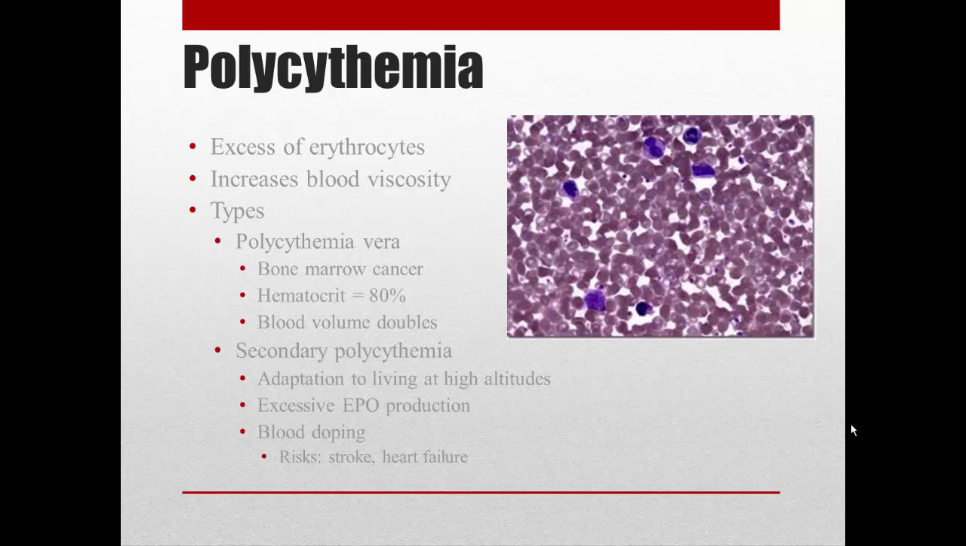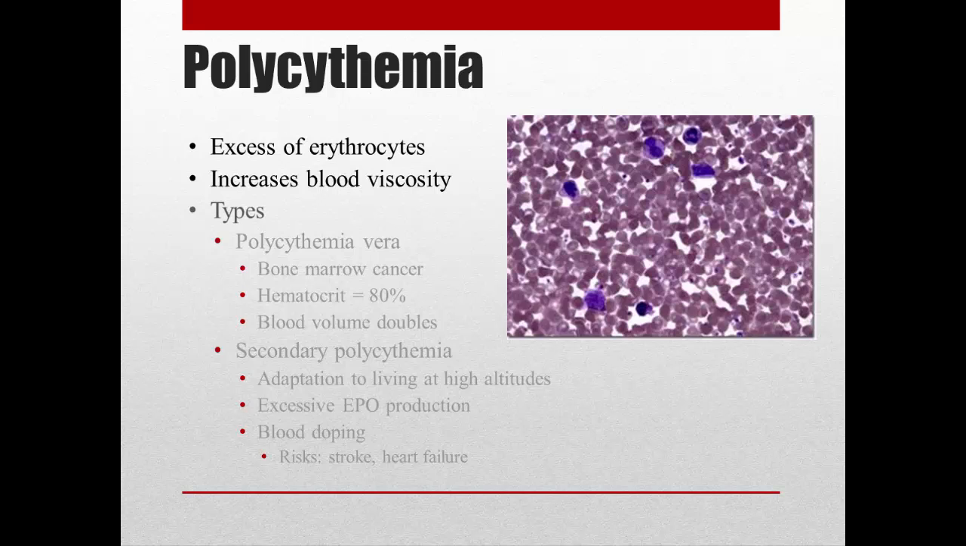Now the opposite of a low red blood cell count, which we see with anemia, we have polycythemia, which means we have an excess of erythrocytes. You can see them all packed in here, lots, way too many. If I have a huge number of red blood cells, that's going to make my blood very viscous or thick, and so it doesn't move very well through the blood vessels.